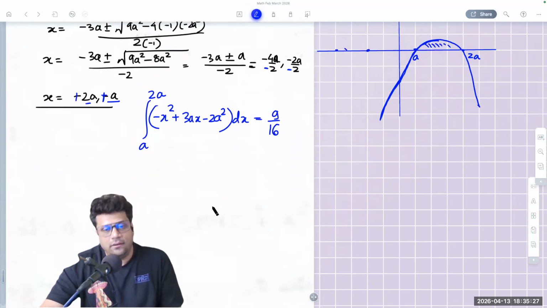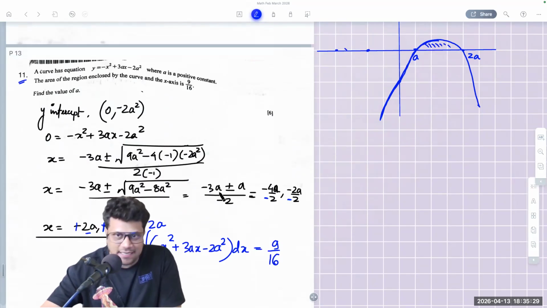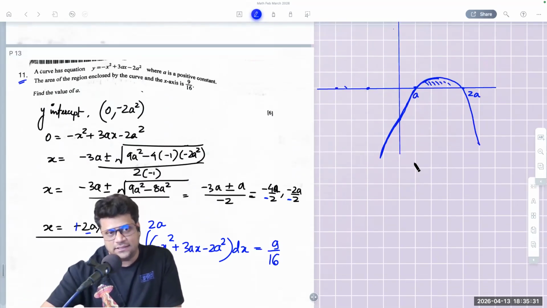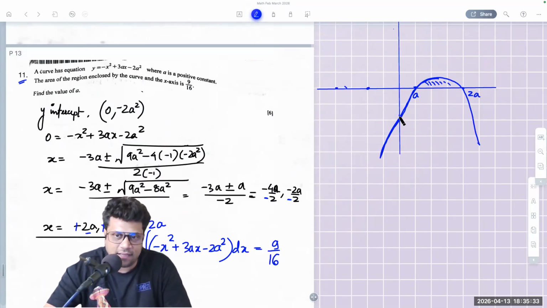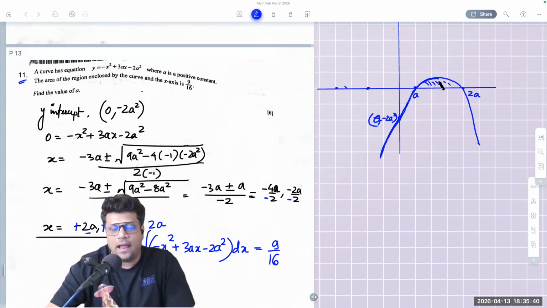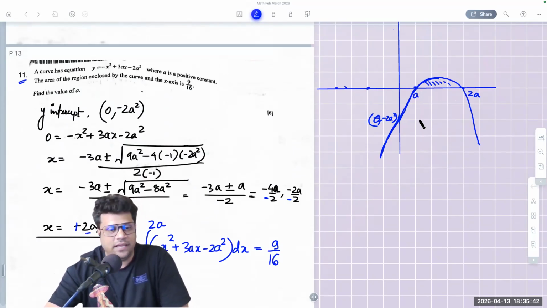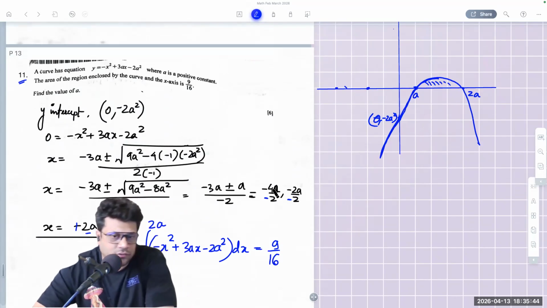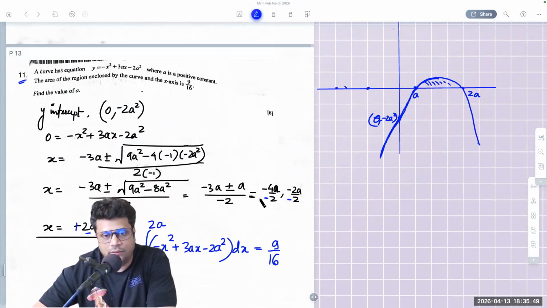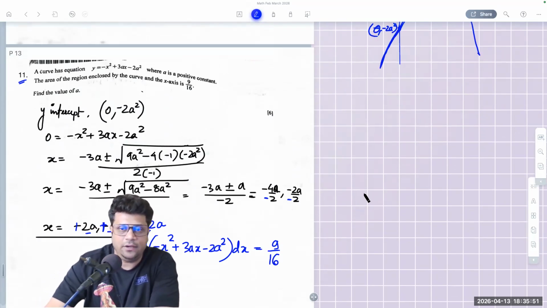Okay, so there we are. We found out the x-intercept. So in a way, we tried to sketch the curve. I know that this is (0, -2a²), and the x-intercepts came out to be a and 2a. Okay, so there, and we're going to integrate between a and 2a now.